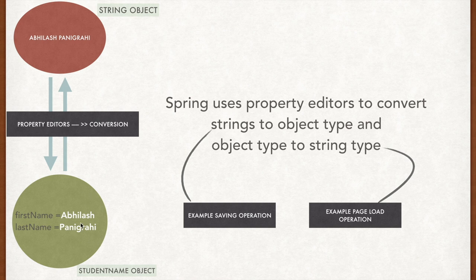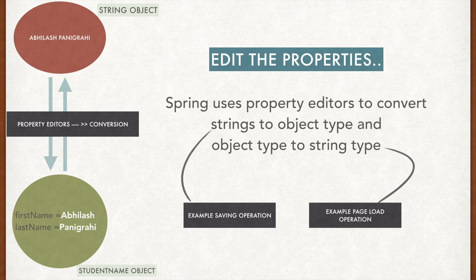Let's say we have this object right now and I want to display this particular object in my web form. So during the page load, I need to convert this object to string type so that I can show it in my web page. And I can achieve all this using the property editor, which is going to convert my object from string to my custom object type and also from the custom object type to the string type. That's pretty simple. Nothing fancy. Remember one word, conversion, and I can actually edit a property. So the property editors are helping us to edit the properties.